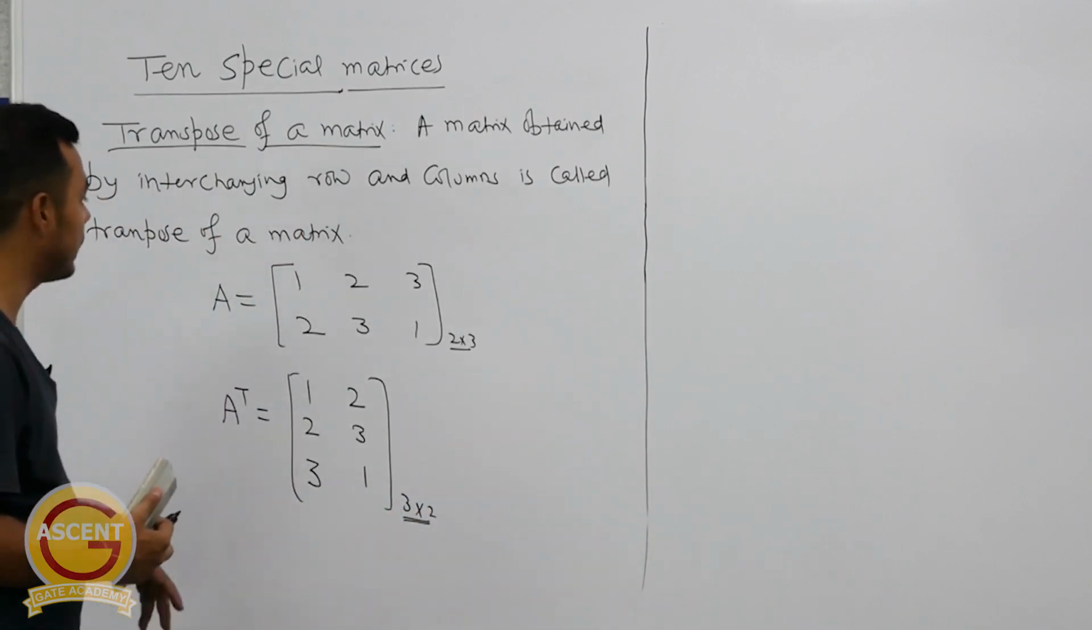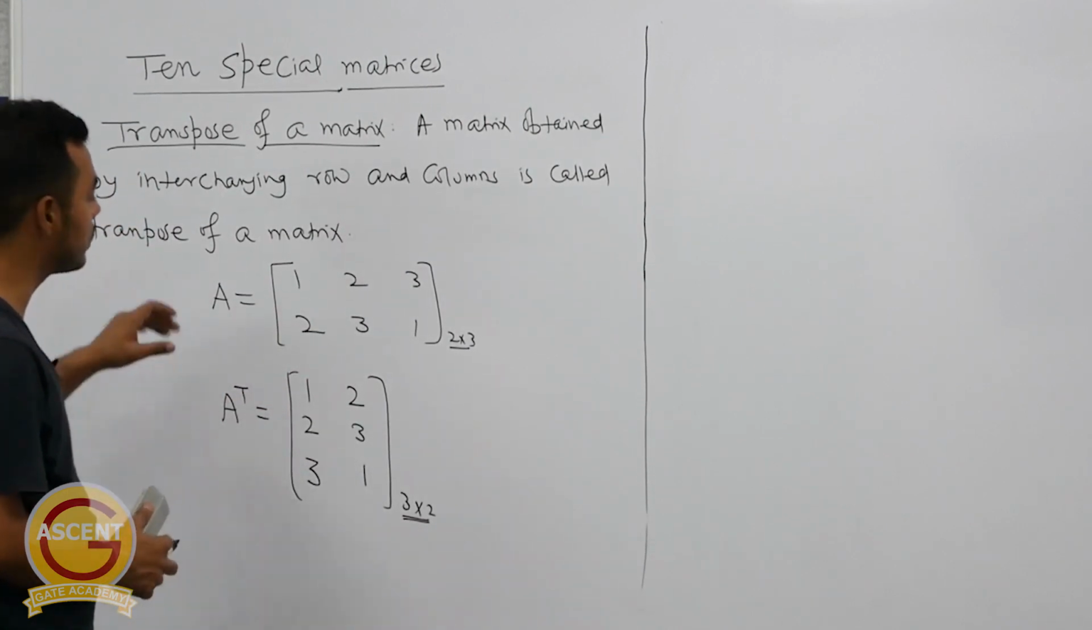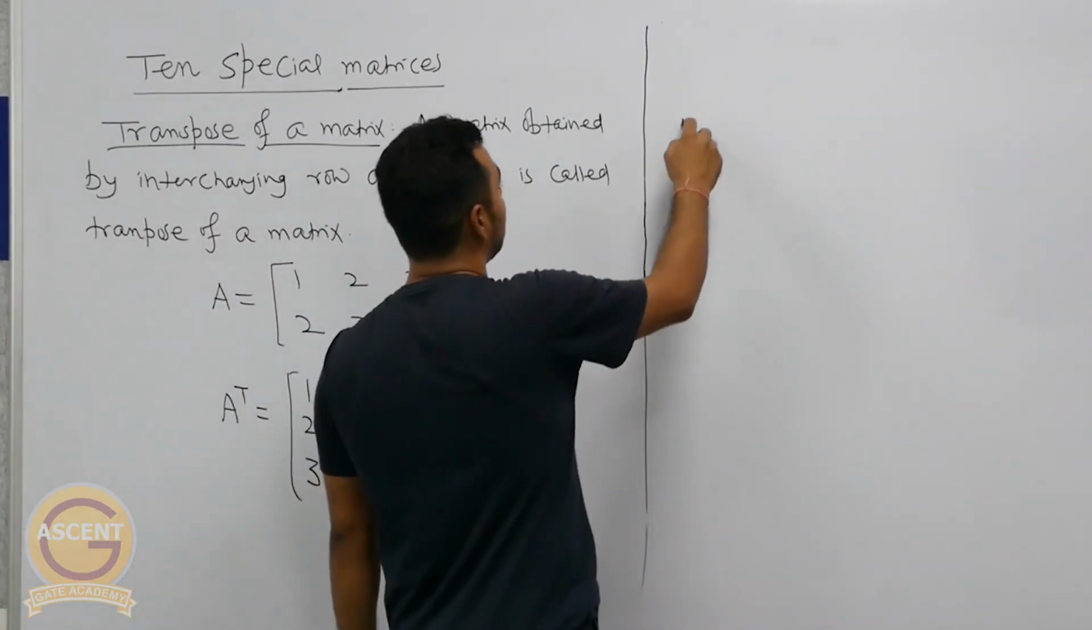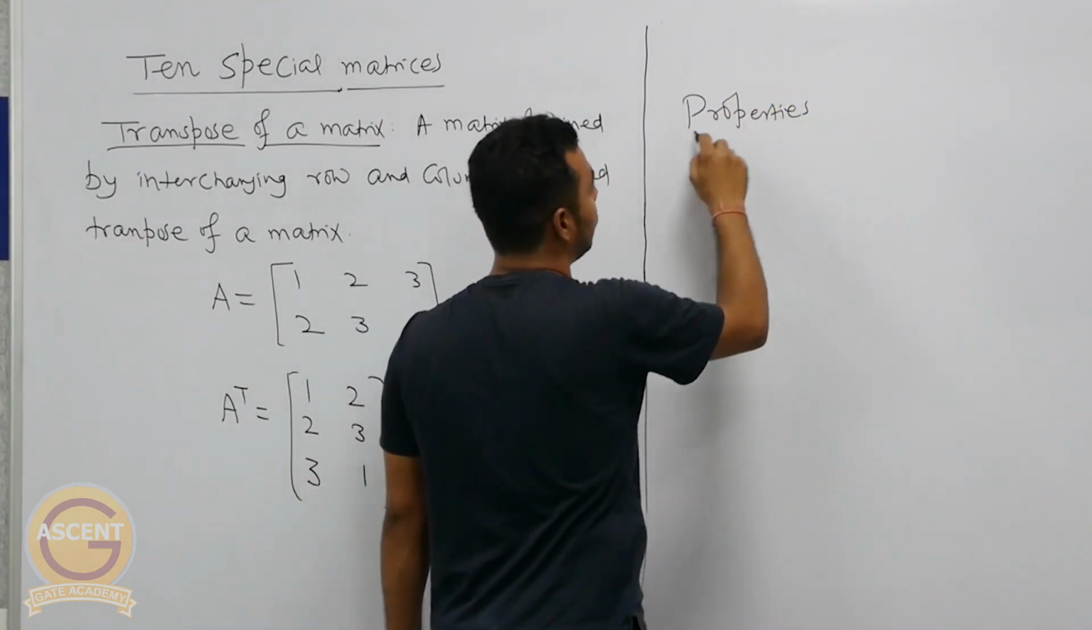So a matrix obtained by simply changing the rows into columns or columns into rows is called the transpose of a matrix. Now there are certain properties of transpose that you should know. In total there are 5 properties.